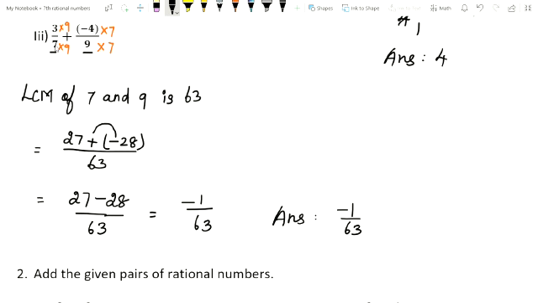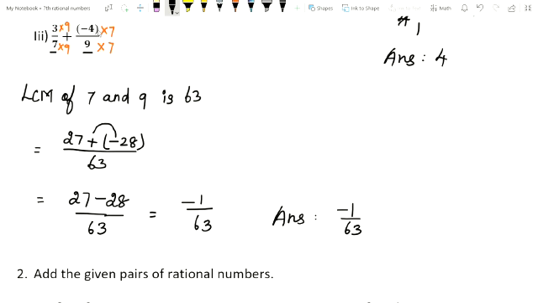See the first term. Here the denominator is 7, so we need to multiply with 9 only. We will get 63. Once you multiply the denominator, you have to multiply the numerator also. So 9 threes are 27. And see the second term, here the denominator is 9, so we need to multiply with 7. Okay, 7 nines are 63. So the numerator also you want to multiply.